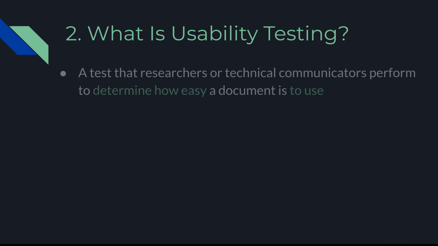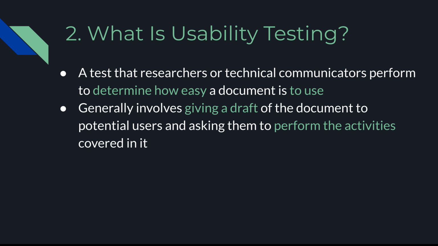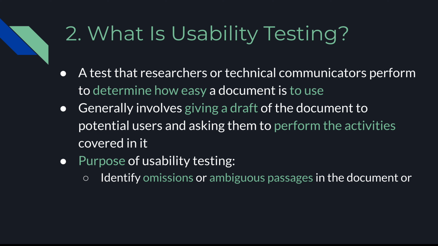So what is usability testing? Well, it is a test that researchers or technical communicators perform to determine how easy a document is to use. And it often involves giving a draft of your document to potential users and asking them to perform the activities that are covered in the document. And the purpose of usability testing is usually twofold. You want to identify any potential omissions or ambiguous, confusing passages in your document, or you want to find a better way to organize or present your information.